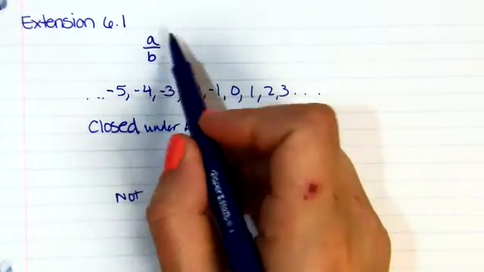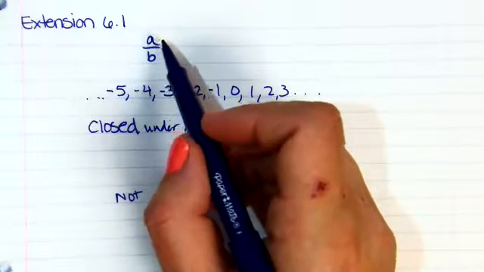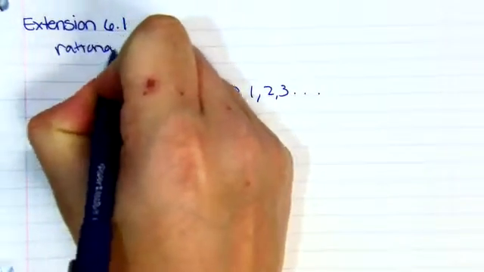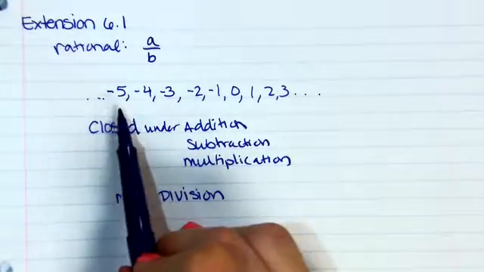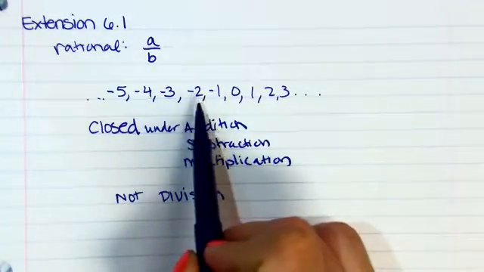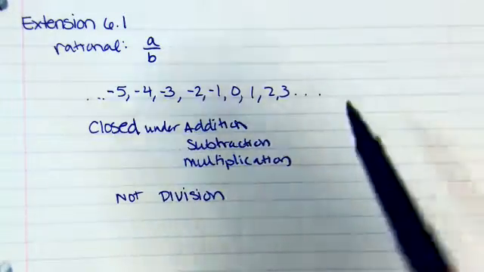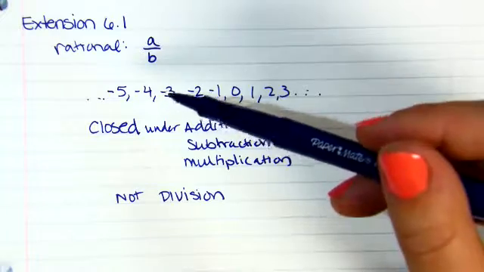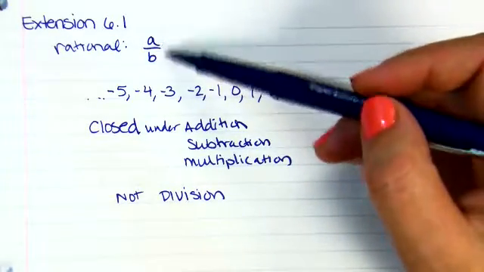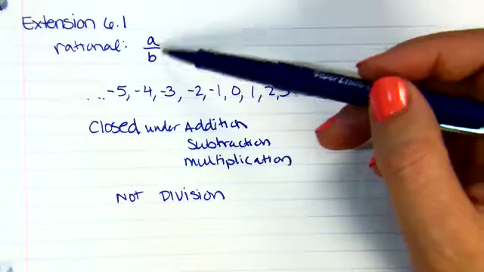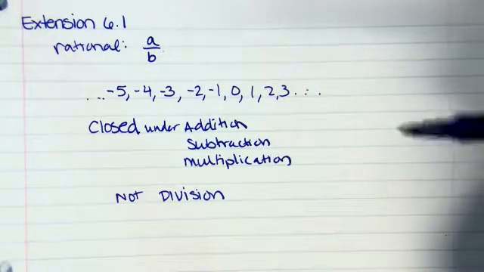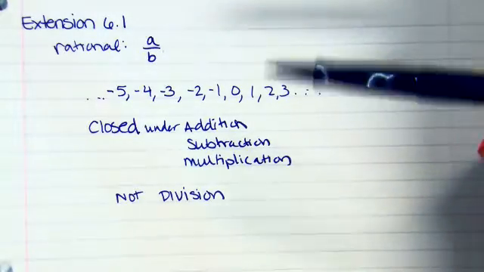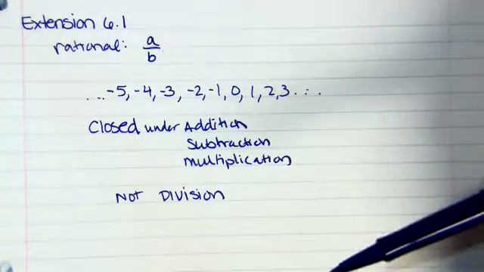To start off with, remember that a rational number is any number that can be written as a ratio between 2 integers. An integer would be like -5, -4, -3, -2, and so on, 1, 2, 3. So all of the whole numbers and their opposites are considered integers. A rational number can be positive or negative, written as a fraction. That's the rule. Any decimal that repeats or any decimal that terminates or ends is considered a rational number.